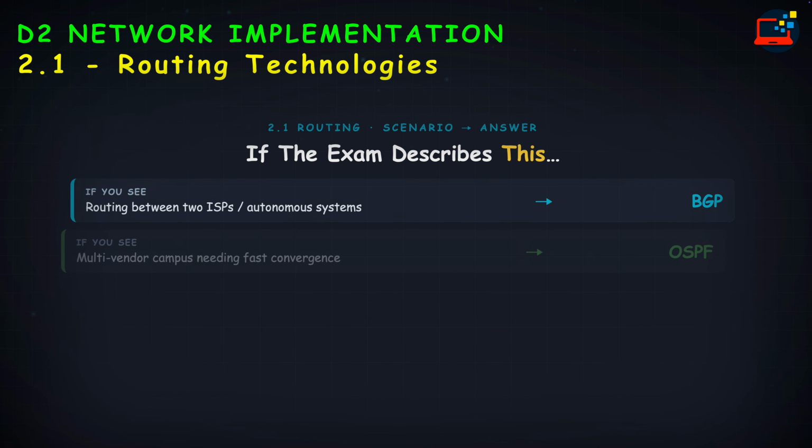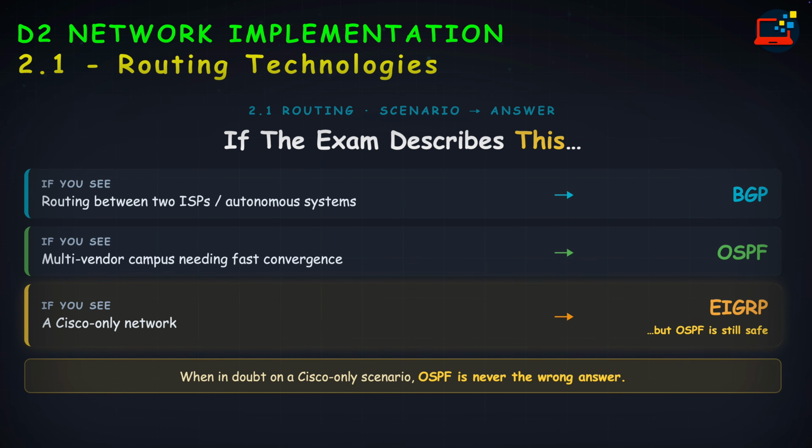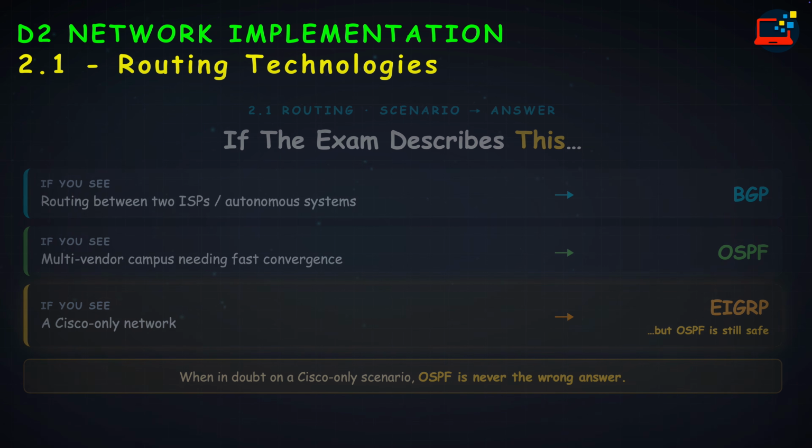If the exam describes routing between 2 ISPs, that's BGP. If the exam describes a multi-vendor campus needing fast convergence, that's OSPF. If the exam describes a Cisco-only network, EIGRP is an option, but OSPF is still a safe answer.